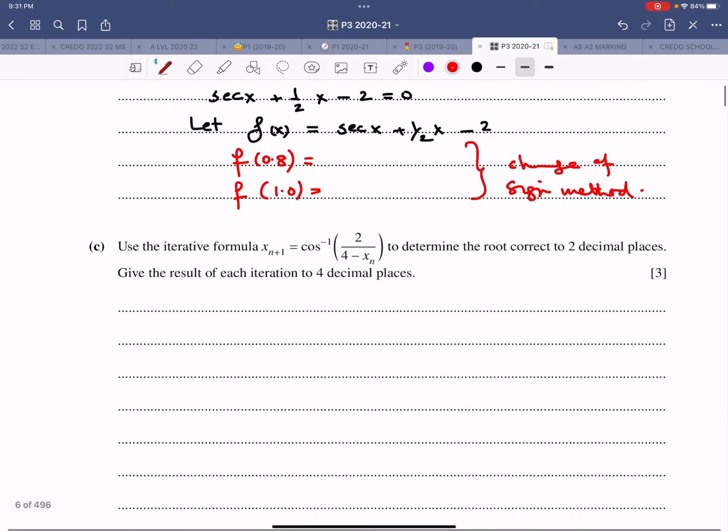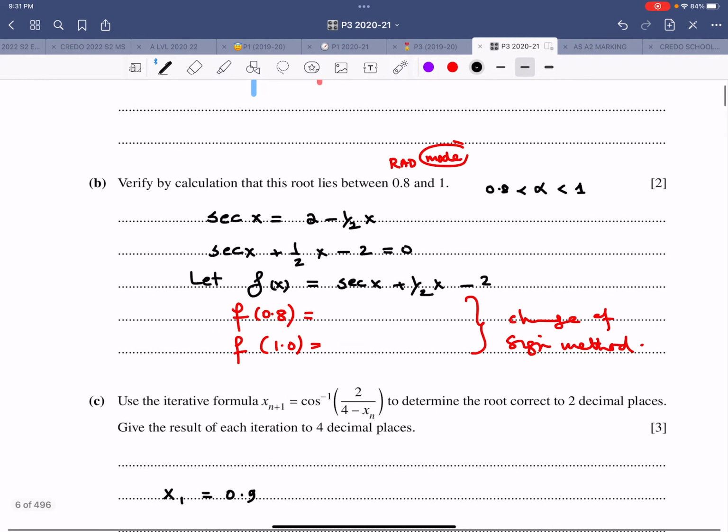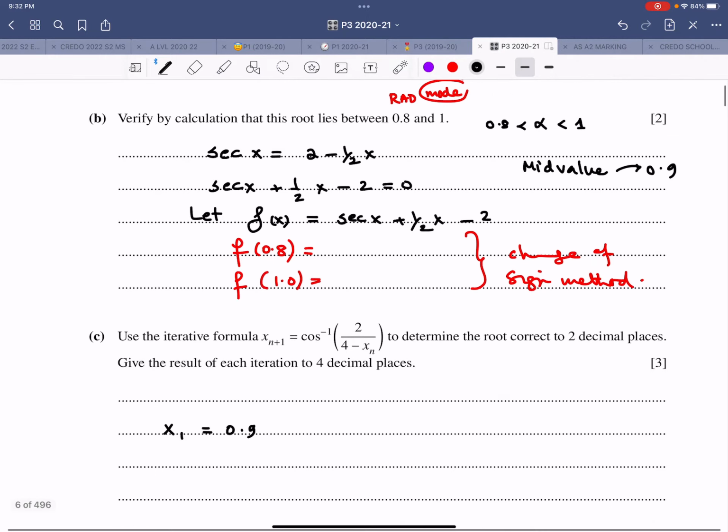Part C. Use the iterative formula. You don't have to prove it, they have already done it. Cos inverse of 2 over something to determine the root correct to 2 decimal places. Give the result of each iteration to 4 decimal places. So you would say the initial value is 0.9 because the root lies between 0.8 and 1. So the mid value is the best point to start. That mid value is 0.9.